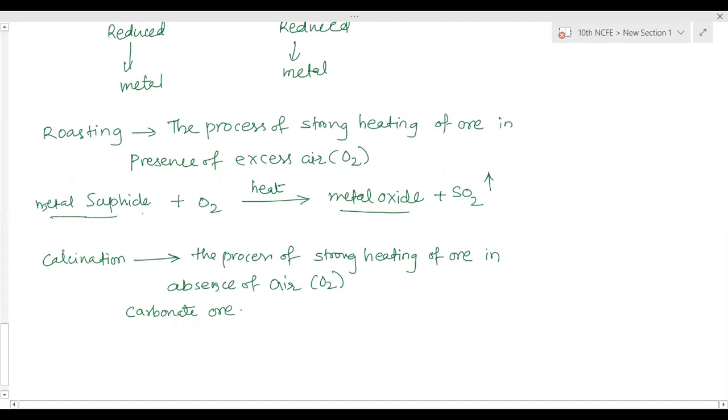In a metal sulfide, oxygen is not present, so that's the reason we supply oxygen to it. In carbonate, oxygen is already available, so no need of extra oxygen. So metal carbonates are heated strongly without oxygen. We will get metal oxide, and carbon dioxide comes out.